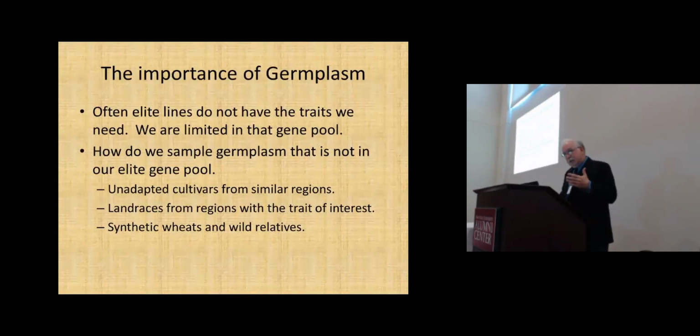How do we sample the germplasm that's not in the Great Plains? Well, you try to stay as close as you can until you find out that gene pool is missing what you need. The unadapted cultivars, the landraces from similar regions of interest that may have the trait, and then finally the wild relatives and synthetic wheats.